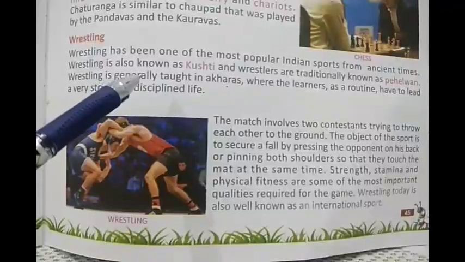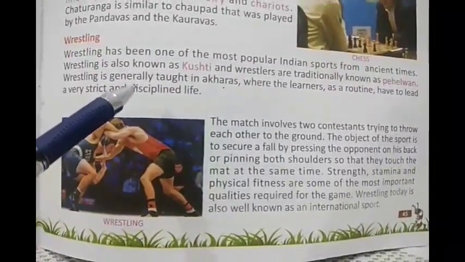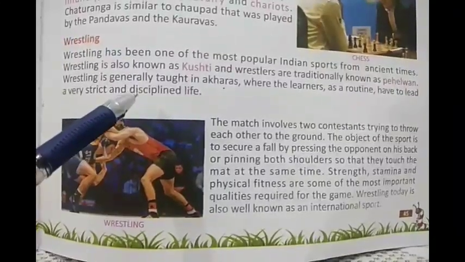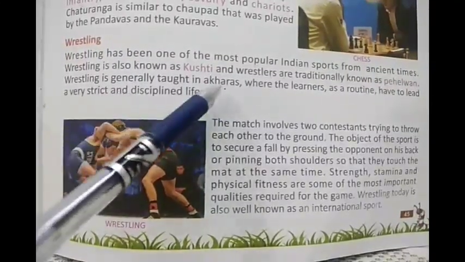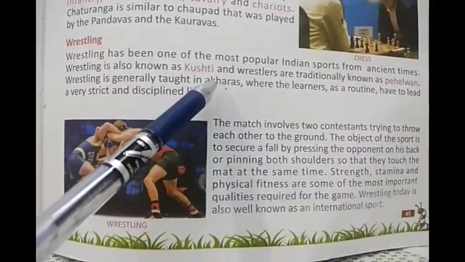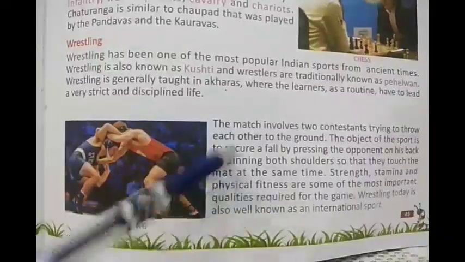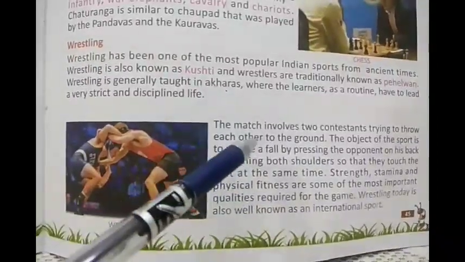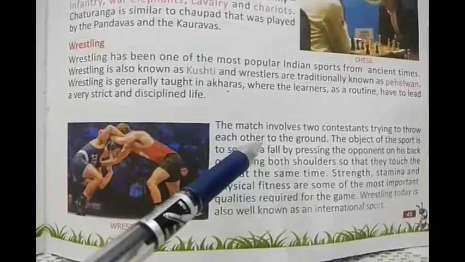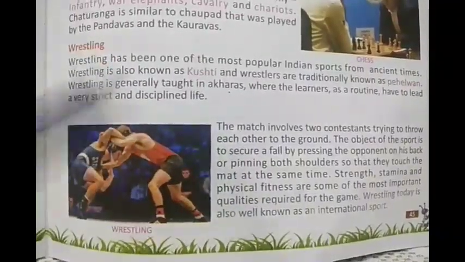You have to be very disciplined. The wrestlers have to live a very disciplined and strict life. The practice session takes place in akharas. So this is the place where they normally practice. Then how this wrestling is done, you can go through this paragraph. There are two contestants and their main object is to secure a fall by pressing each other on the ground. So this is the criteria of playing the game.